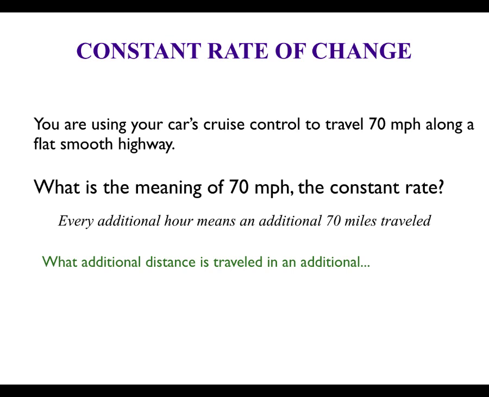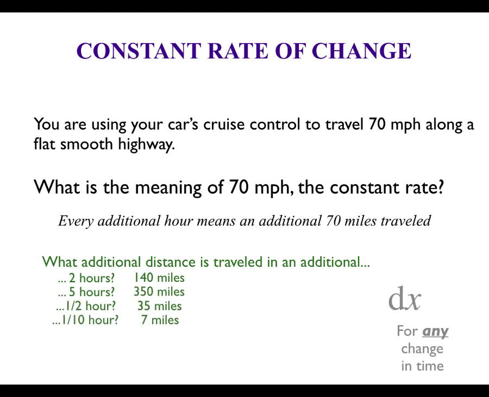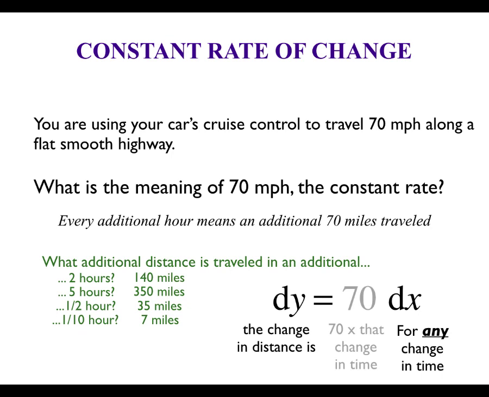You also know more than just how far you go in 1 hour. You know how far you go in 2 hours. You know how far you go in 5 hours. You know how far you go in a half an hour, a tenth of an hour, etc. So really, for any change in time, this constant rate tells us what the change in distance is by multiplying it by that change in time. So again, this dy equals m dx is foundational here.